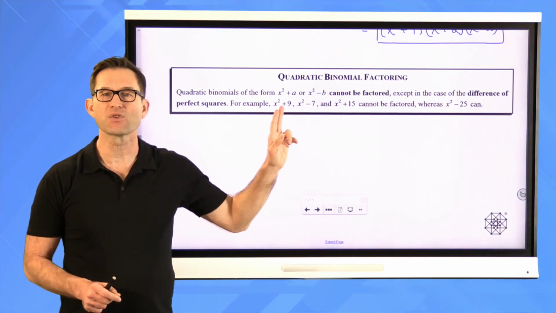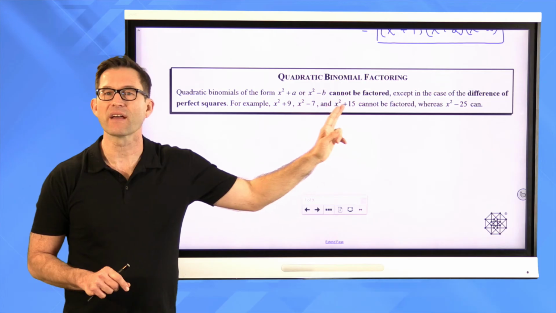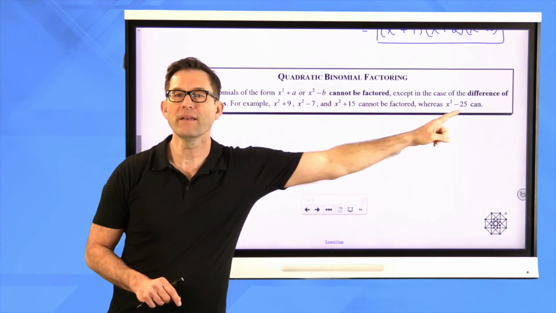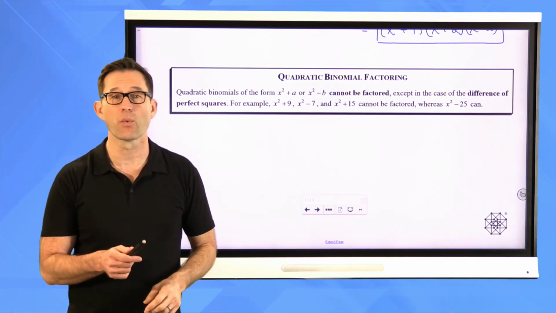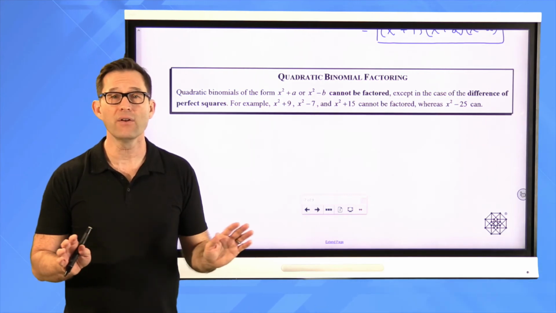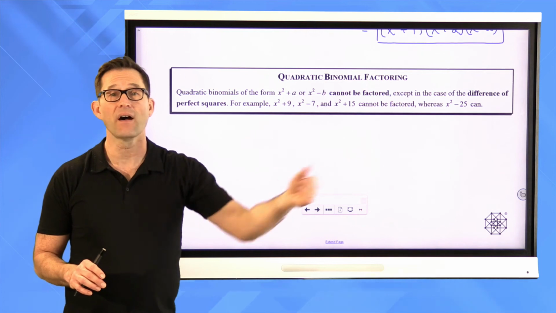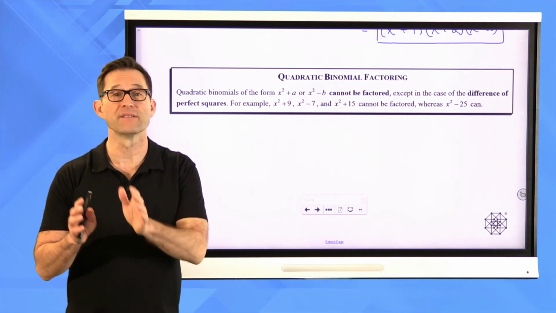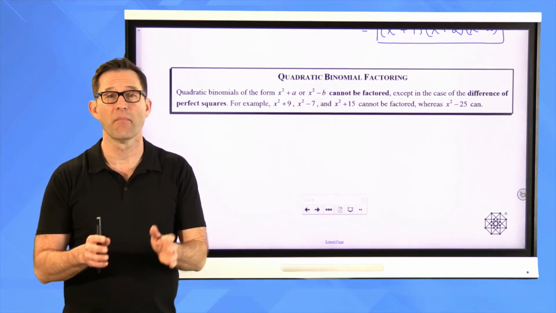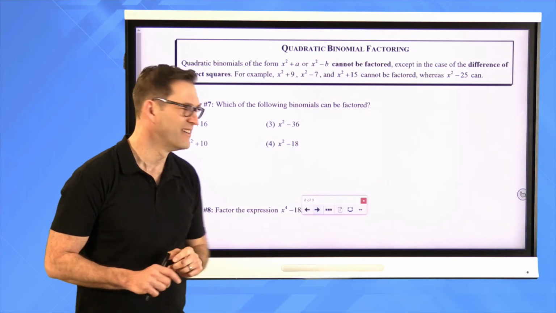So if you have something like x squared plus 9, not minus 9, x squared minus 7 and x squared plus 15, none of those can be factored, whereas x squared minus 25, which is x squared minus 5 squared, can be factored. So the only kind of binomial things that you can factor with an x squared minus a constant would be an x squared minus a perfect square, something that can be rewritten as x squared minus something else squared. All right, let's keep going.